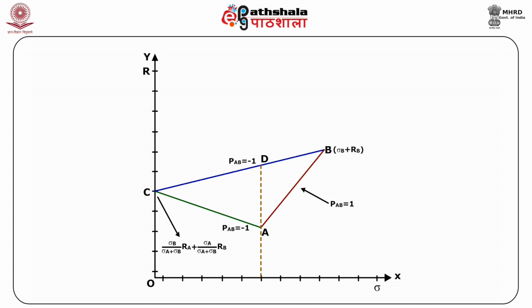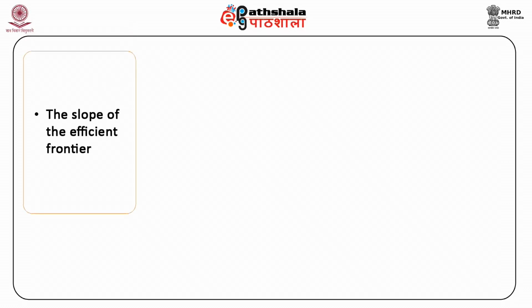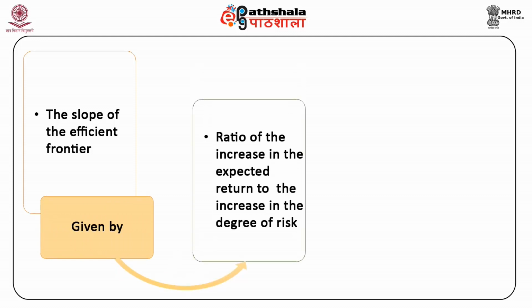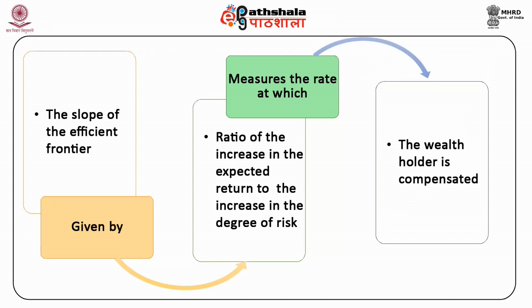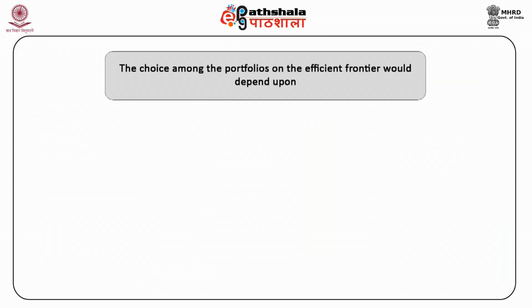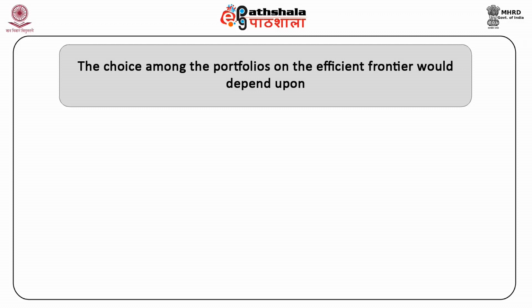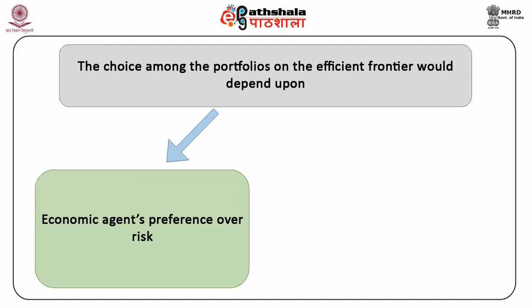On the efficient frontier, a portfolio carrying a higher risk will necessarily carry a higher rate of expected return. This can be seen to be the case of a movement along the frontier from the left to the right. The increase in the expected rate of return is the compensation that is offered for the increased risk. The slope of the efficient frontier, given by the ratio of the increase in the expected return to the increase in the degree of risk, measures the rate at which the wealth holder is compensated for taking a marginally higher degree of risk. The choice among the portfolios on the efficient frontier would depend upon the economic agent's preferences over risk and return.